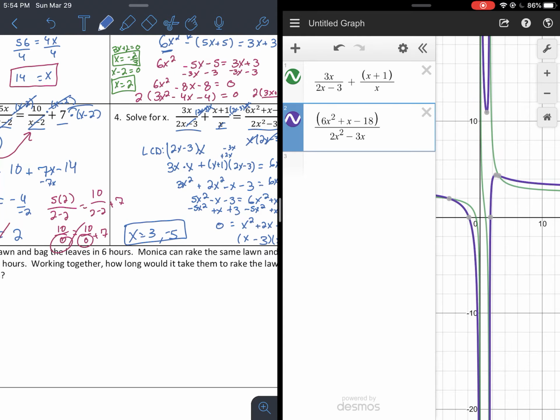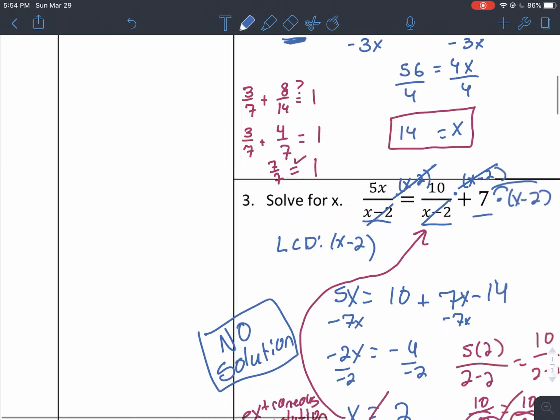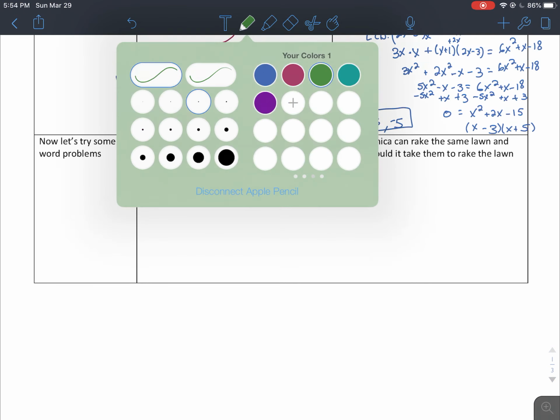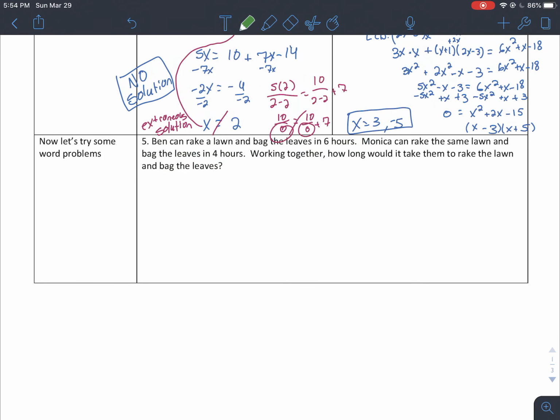Okay, so let's keep moving on. Some word problems for these ones, guys. Okay, so it says Ben can rake a lawn and bag the leaves in 6 hours. Monica can rake the same lawn and bag the leaves in 4 hours. Working together, how long would it take them to rake the lawn and bag the leaves?